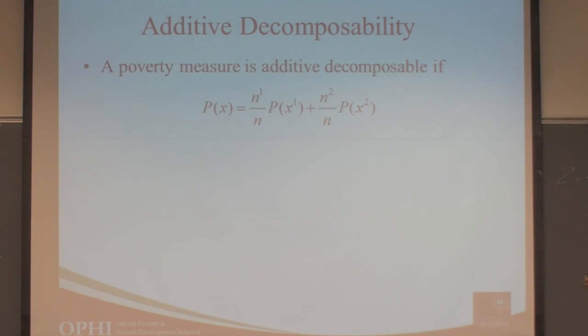Okay, a related one, and this is something that is often used, and you will see when Sabina and James present their measure tomorrow, this property will come up. It is called additive decomposability. This is also very useful for policy evaluation, where you say that if you know the poverty levels of the subgroups and you know their population shares, then the overall poverty should be recovered from the subgroup poverty by taking their weighted average. You use the population share as the weight. This is called simply additive decomposability.